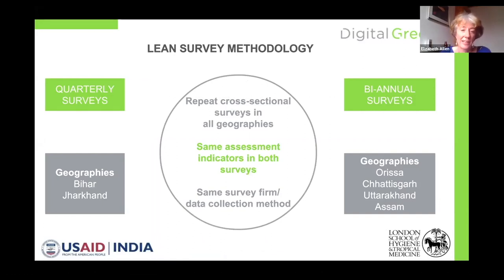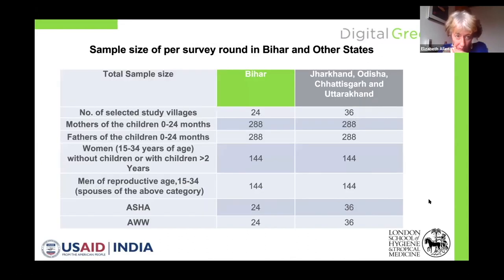So what did we do? Well, these lean surveys that we carried out were done quarterly in two geographies, in Bihar and Jharkhand, and biannually in Orissa, Chhattisgarh, Uttarakhand and Assam. The surveys were repeat cross-sectional surveys, and they were done in each geography. We collected the same assessment indicators in the quarterly and the biannual surveys, and we used the same data survey firm and the same data collection methods for each of the cross-sectional surveys at each time point.